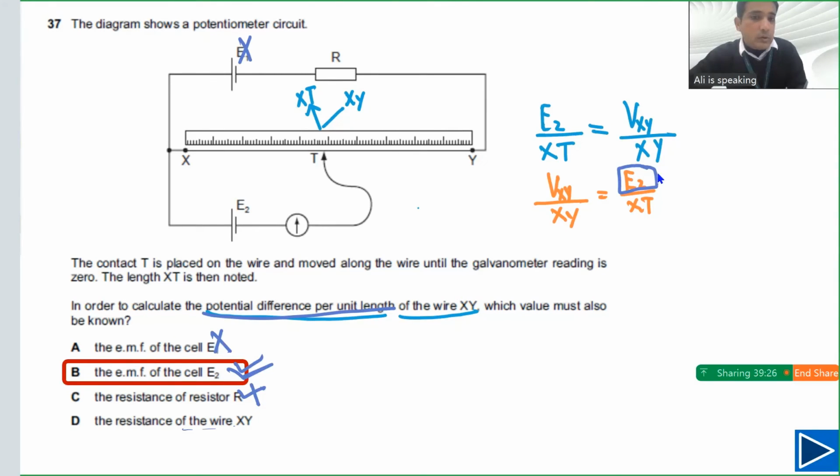If you have only this value, L we can find with this meter rule. That's the reason they're showing this meter rule. So you need to understand why they're showing this meter rule. It means you can measure with the help of the meter rule. You can find all these lengths. So the answer for this question is B.